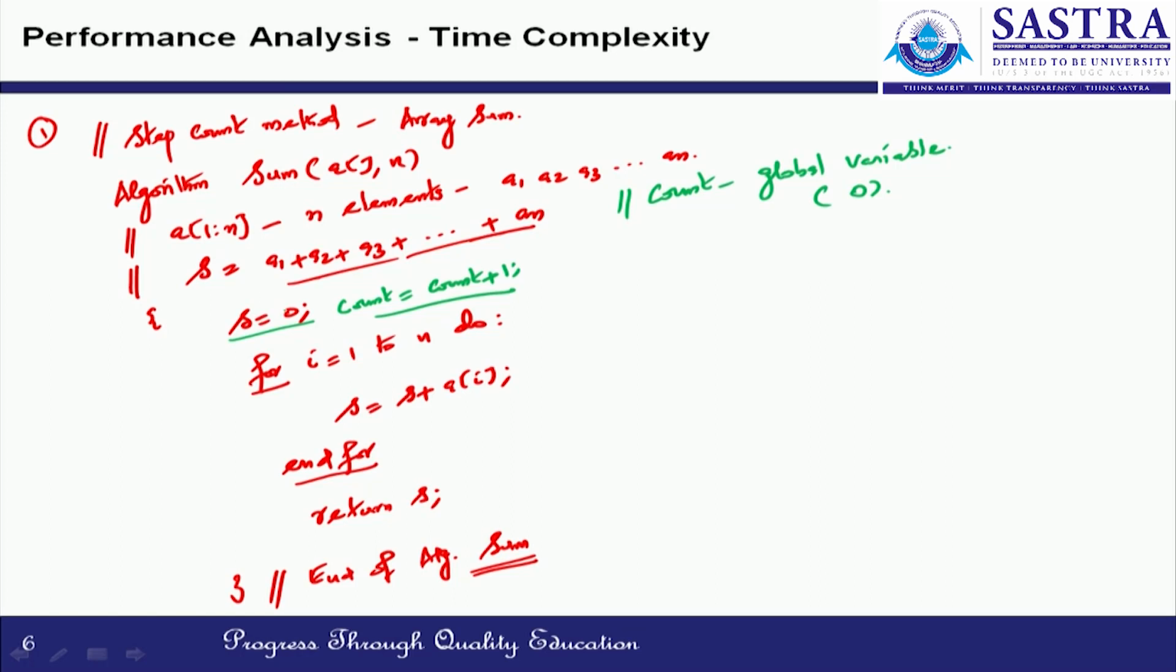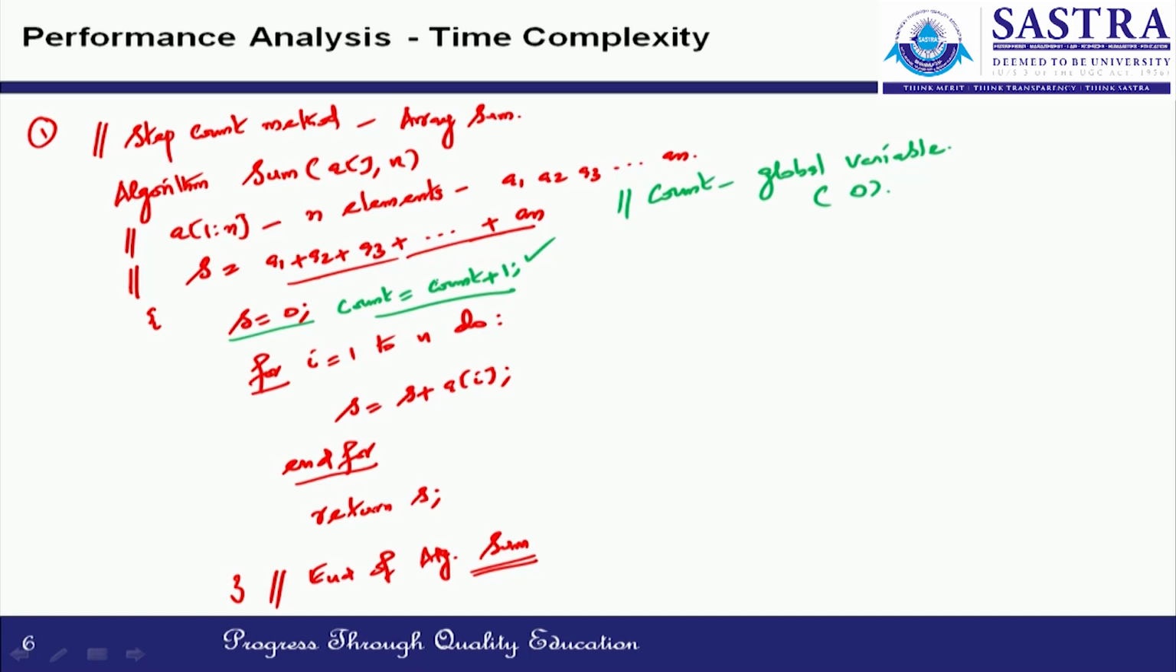Before the statement S is equal to 0 or after S is equal to 0, we can introduce the corresponding count. Count is equal to count plus 1. Next, in case of for, while, do while control statements, we need to introduce the count only for the conditional part.